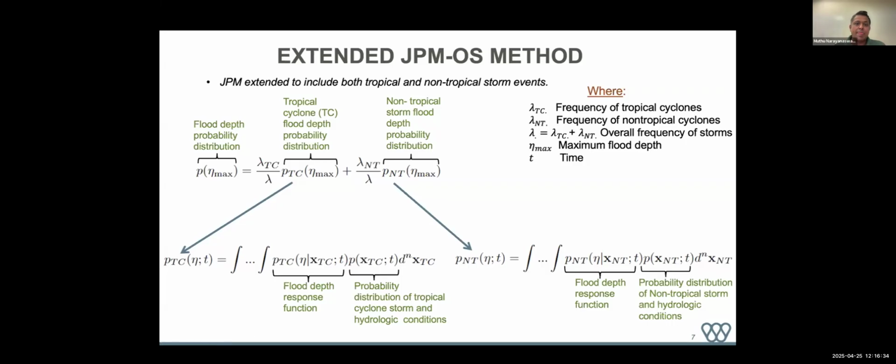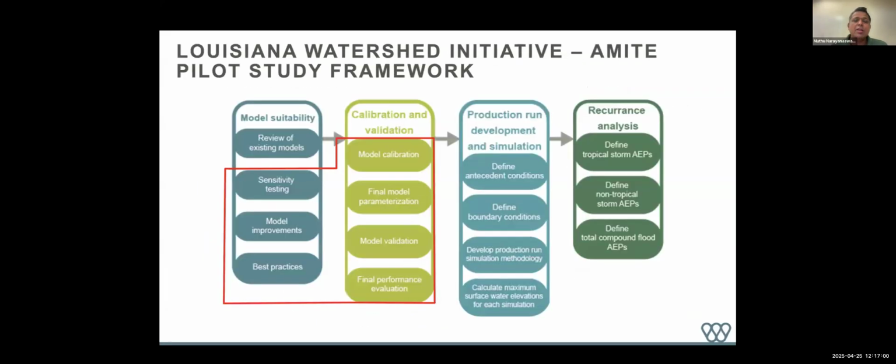The standard JPM-OS methodology considers hurricane tracks and parameters, and it does not include precipitation. In this case, we expanded it to include both. For a true compound flood assessment, we expanded it to include precipitation and also look at non-tropical impacts. So I wouldn't go too much into detail on this because this would turn into an hour-long talk.